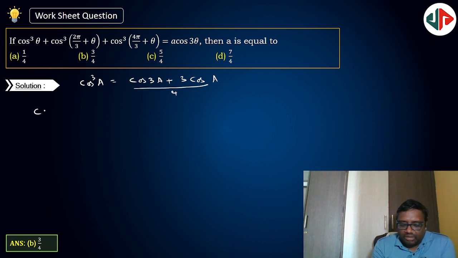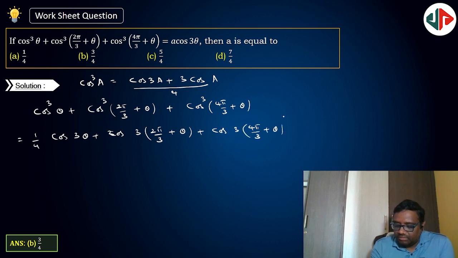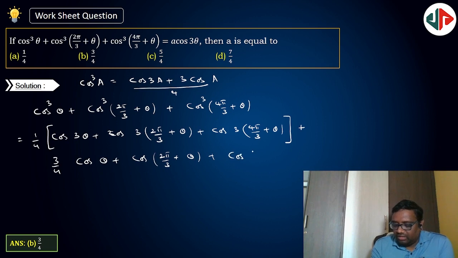So by using this formula, cos cube theta plus cos cube of (2 pi by 3 plus theta) plus cos cube of (4 pi by 3 plus theta) we can rewrite as 1 by 4 times of [cos 3 theta plus cos of 3 times (2 pi by 3 plus theta) plus cos of 3 times (4 pi by 3 plus theta)] plus 3 by 4 into [cos theta plus cos (2 pi by 3 plus theta) plus cos (4 pi by 3 plus theta)].